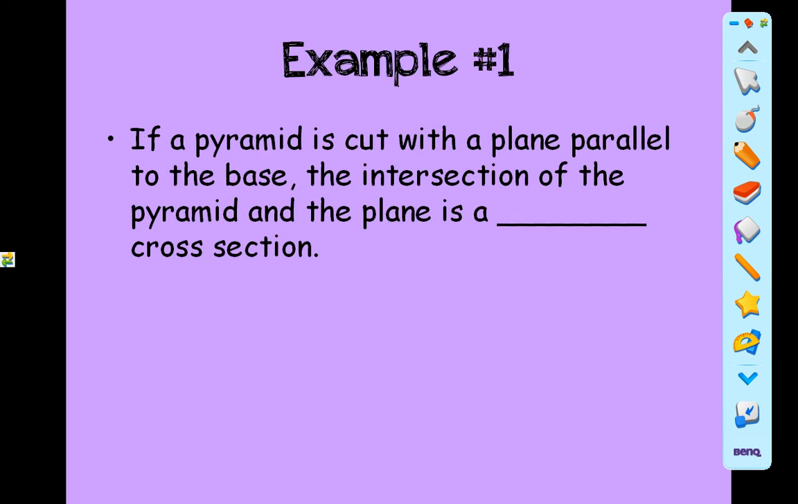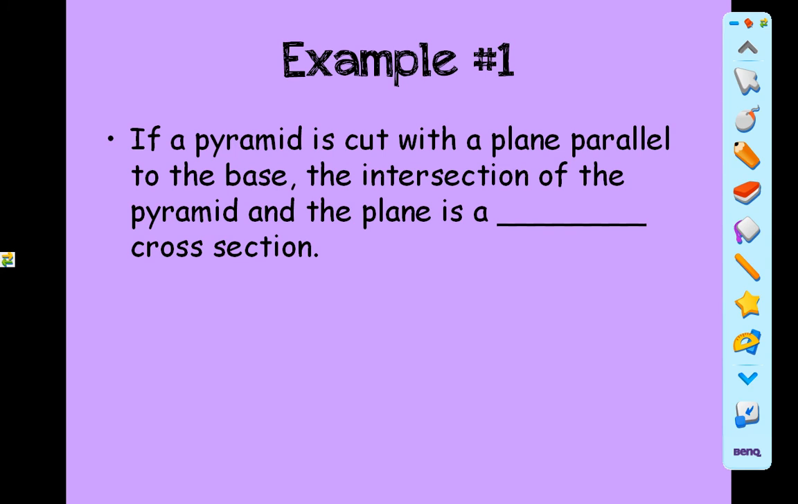Okay, example number 1. If a pyramid is cut with a plane parallel to the base. So if it's standing straight up, think about cutting it like in half horizontally. The intersection of the pyramid and the plane is a blank cross-section. So what you're doing is you're kind of just cutting it from left to right. If you cut a pyramid from left to right, what would the cross-section look like?